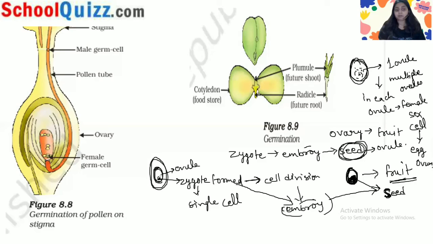So the zygote is formed in the ovule, and this zygote turns into an embryo, and this embryo turns into a seed, and the whole ovary turns into a fruit. So the seed is the embryo, and the embryo is the zygote. And the outer layer of the seed becomes the ovule.